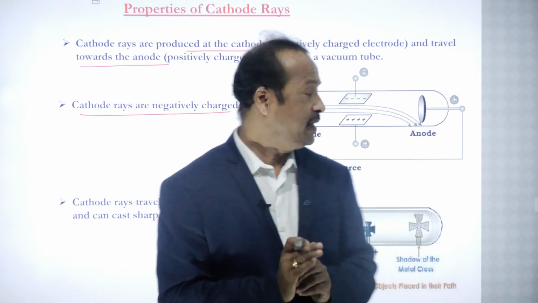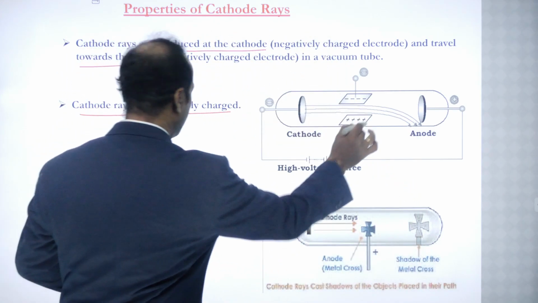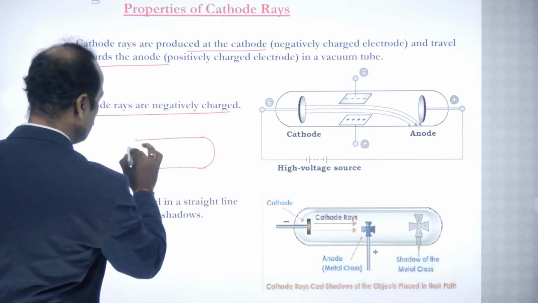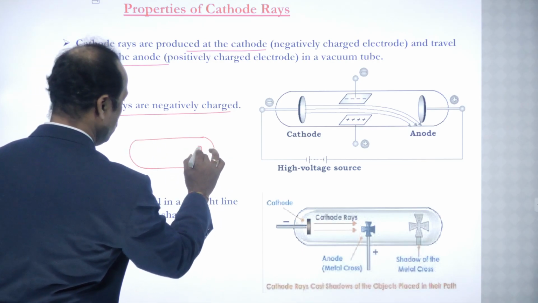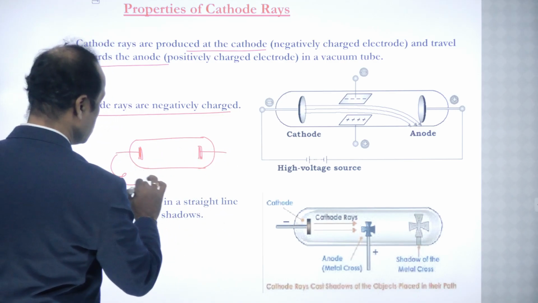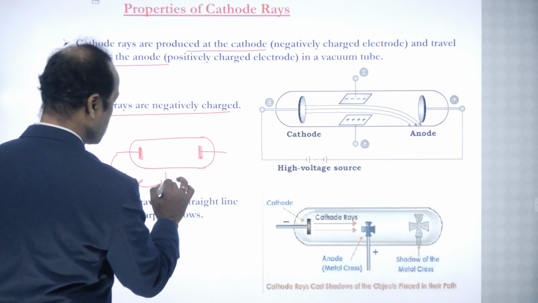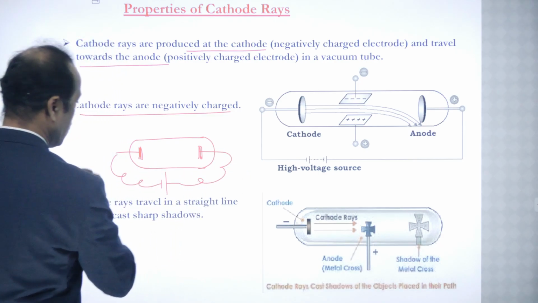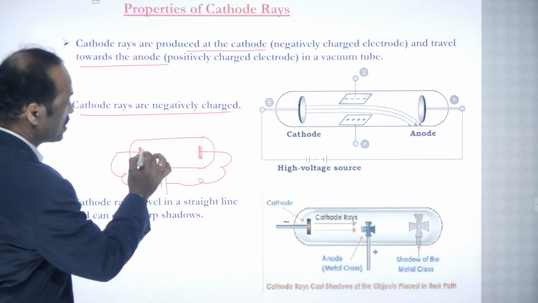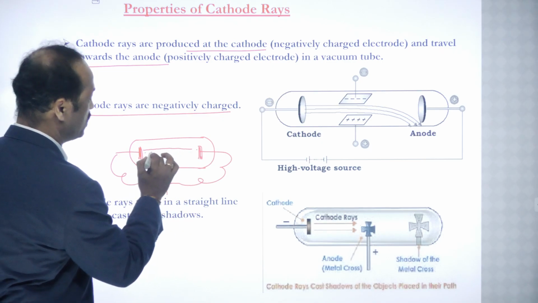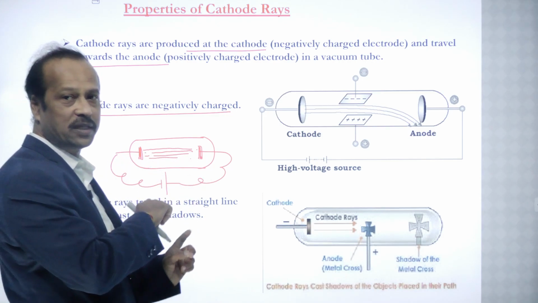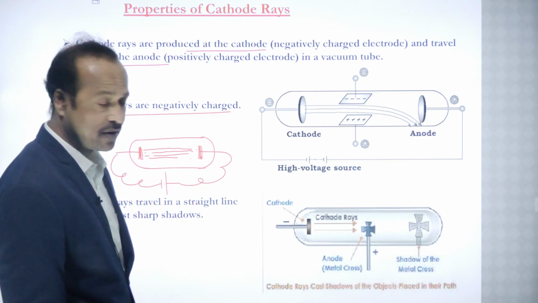For this, see here, this is a cathode ray tube. Once again, roughly I am drawing here. This is a cathode ray tube, here it is an anode and here it is a cathode. This is connected to the negative terminal and this is connected to the positive terminal. Whatever cathode rays are produced travel in a straight line towards the anode. This already we have seen in the previous slide.